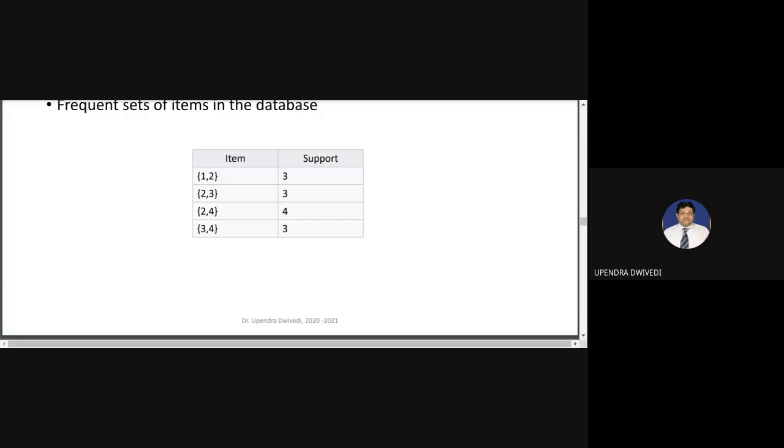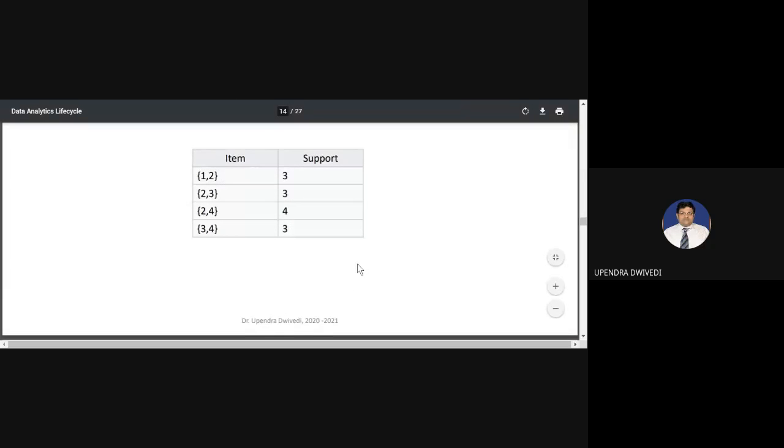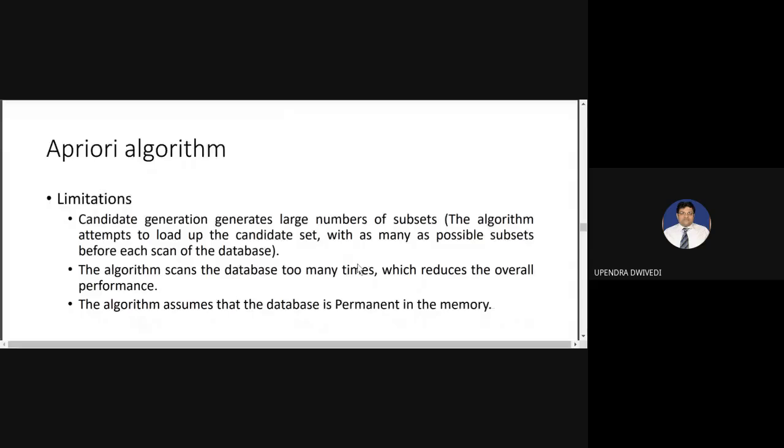Okay. So now let us move further. The Apriori algorithm has some limitations. These limitations are: candidate generation produces a large number of subsets. The algorithm attempts to load up the candidate set as much as possible. So you will get a large number of subsets and you have to deal with them. So it will create two problems.